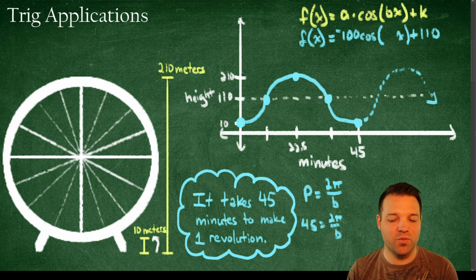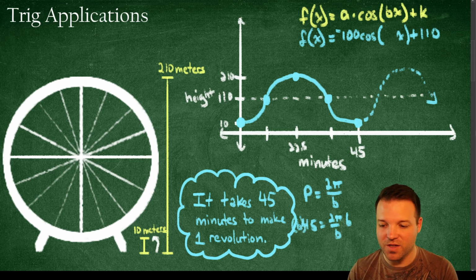And so how do I solve for b from here? Well, I'm going to multiply both sides by b. So b times b. Running out of room. But anyway, those b's are going to cancel, which means that 45b is equal to 2 pi. All right. And then I'm going to divide by 45. So what is b? b is 2 pi divided by 45. So let's go ahead and put that in here.